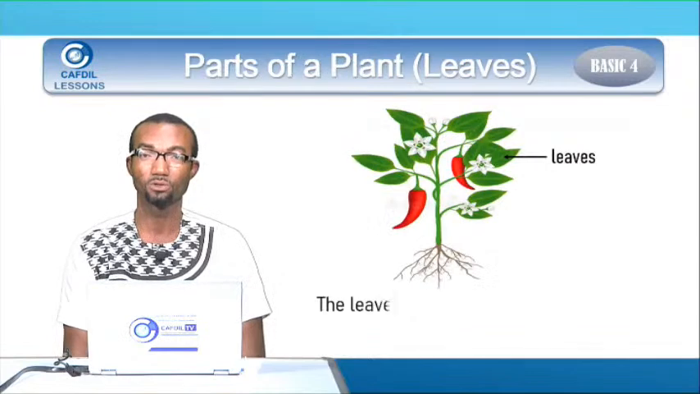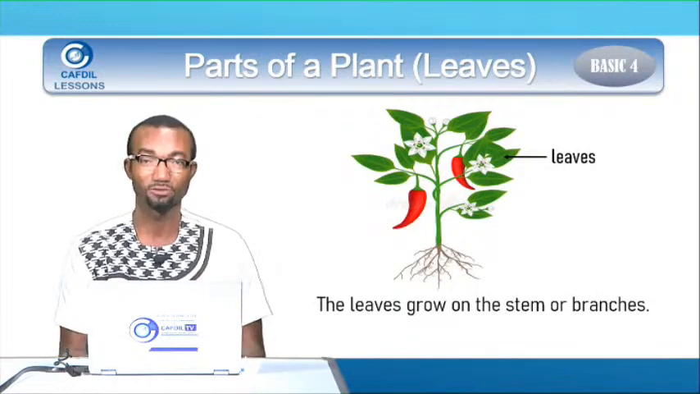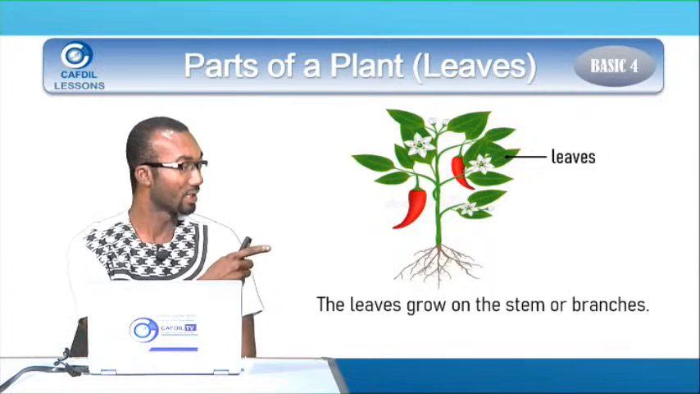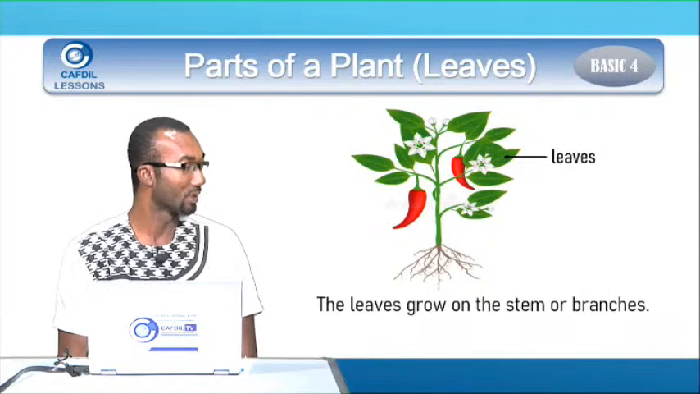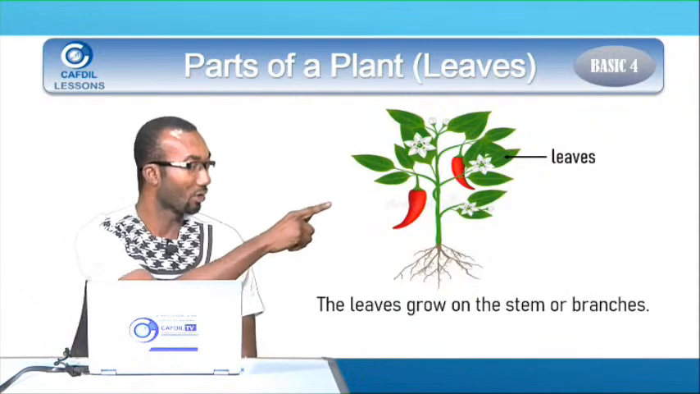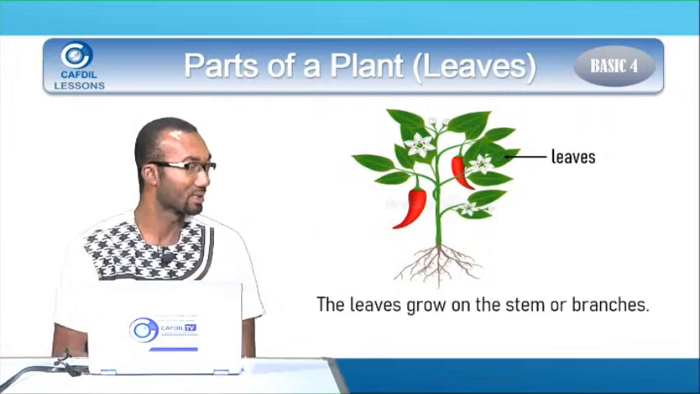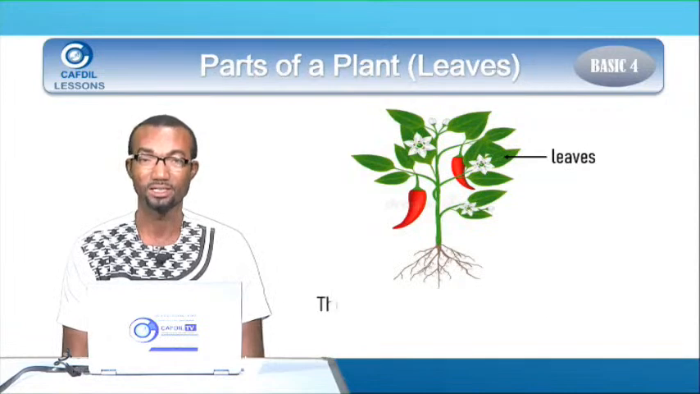Okay, so let's quickly go through the function of these parts that we have identified. The first one, leaves. You see green, you see are the leaves, and the leaves grow on the stem or branches. So you see that all the leaves you see here are connected to the branches.